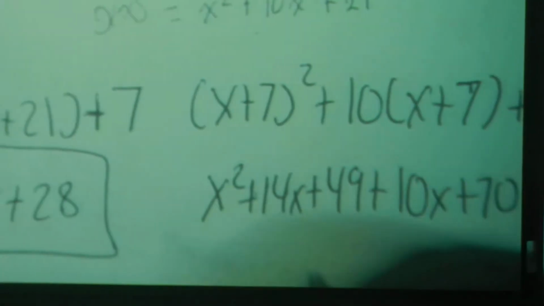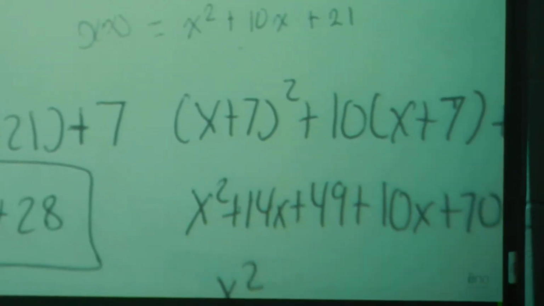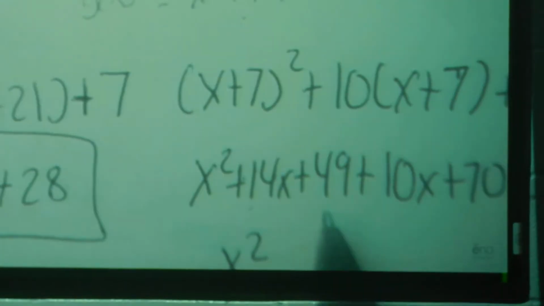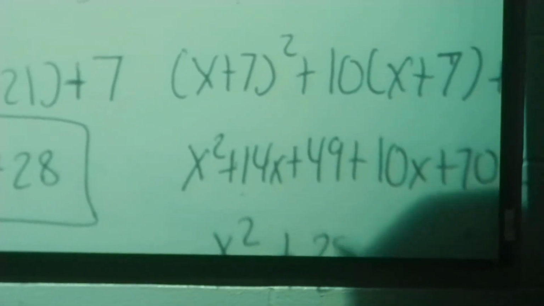As we go here, we're just going to break it down to x squared. Add your x's right here. That will give you 28x.